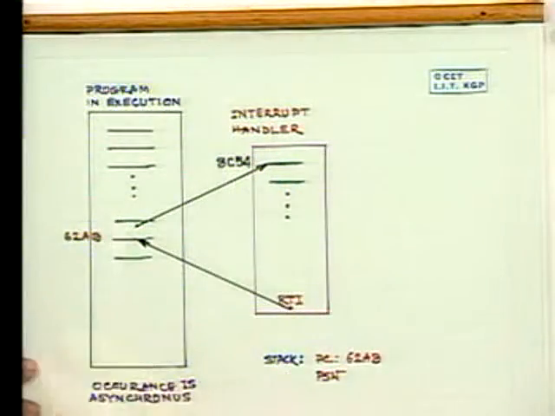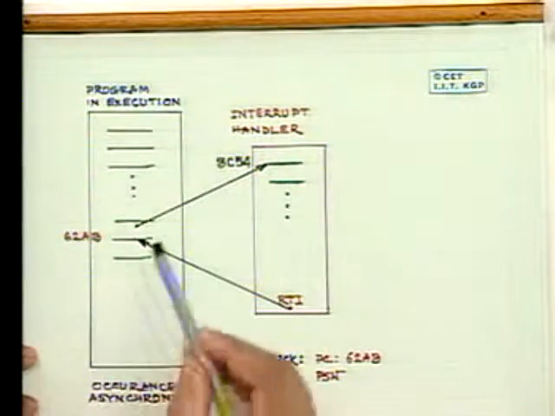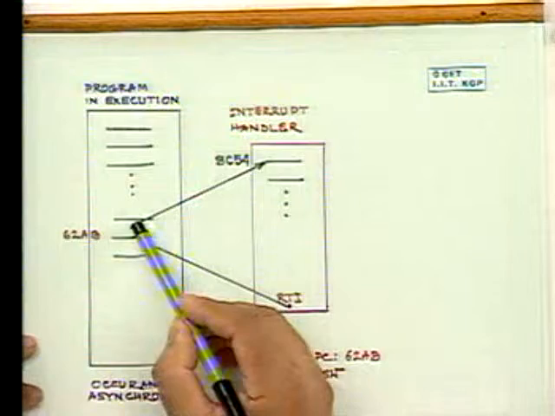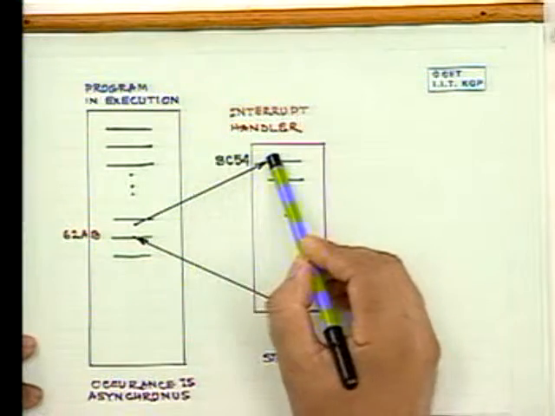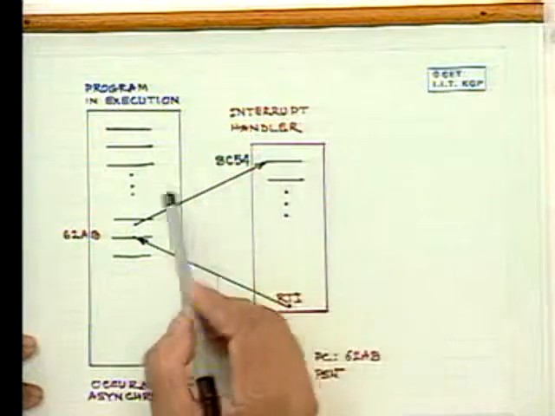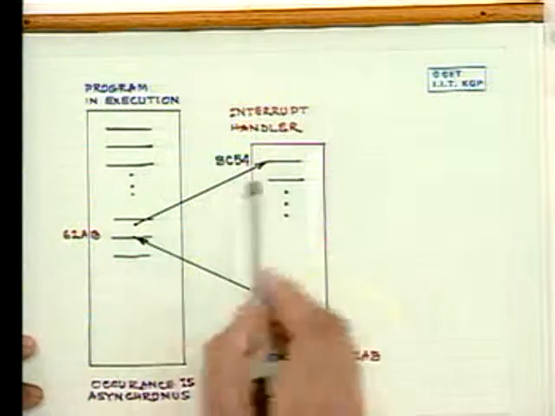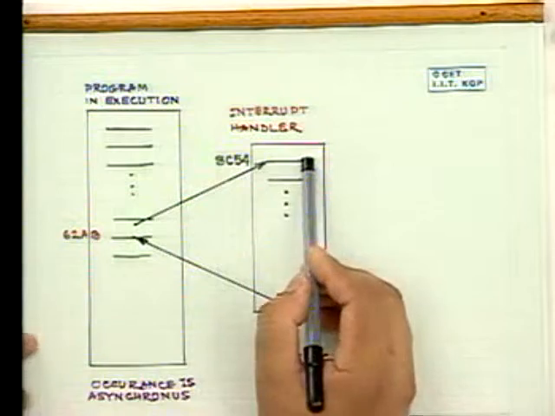Now, let's see. Here I have shown this diagram. This instruction has been executed. Here the interrupt has been sensed. Then the control goes over to that interrupt handler if the interrupt is accepted, and this is the next instruction that will be fetched by the next instruction cycle.